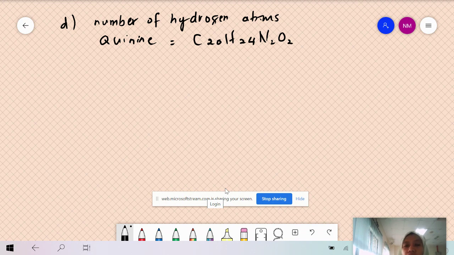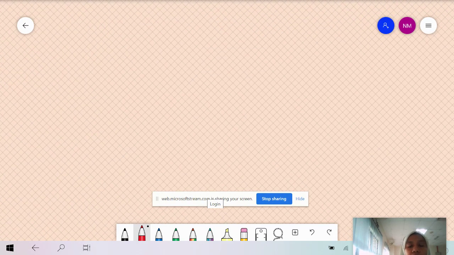What can we see from this formula here? Now, we want hydrogen. How many hydrogen does it have here? 24. So that is what we know just by looking at the formula.